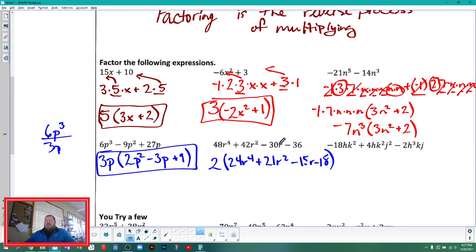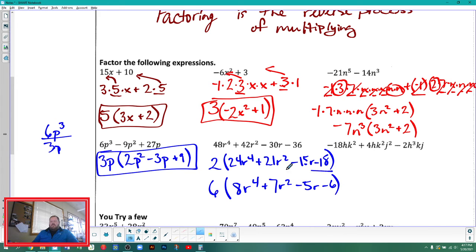Really would have been like taking a 6 out from everything. So I'm saying that I can take out a 3, and 2 times 3 is 6. So I can take out an additional 3 from all these. And 24 divided by 3 is 8. 21 divided by 3 is 7. 15 divided by 3 is 5. And 18 divided by 3 is 6.